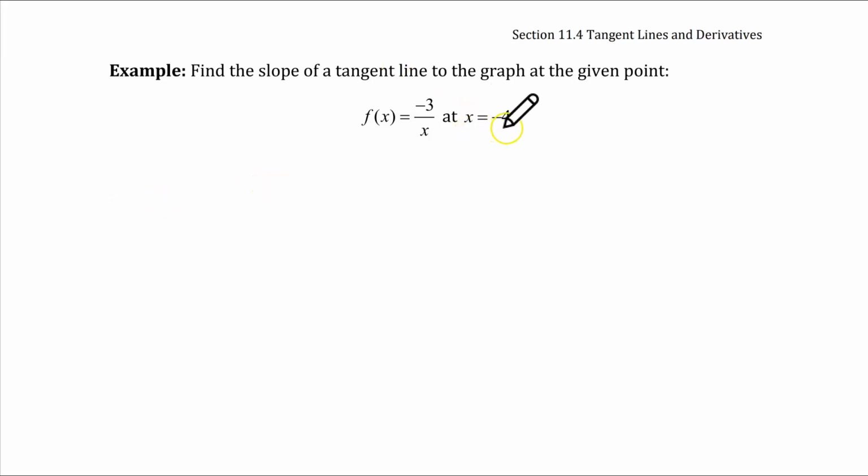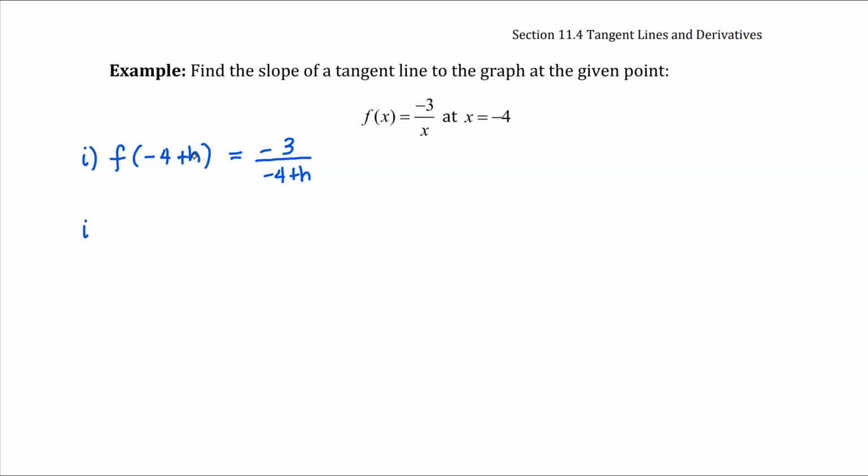Since x is equal to -4, the first step is to find the expression for f of -4 plus h. We'll replace x by -4 plus h. So, to find the expression for f of -4 plus h, we just replace x here by -4 plus h. So we have -3 divided by -4 plus h.